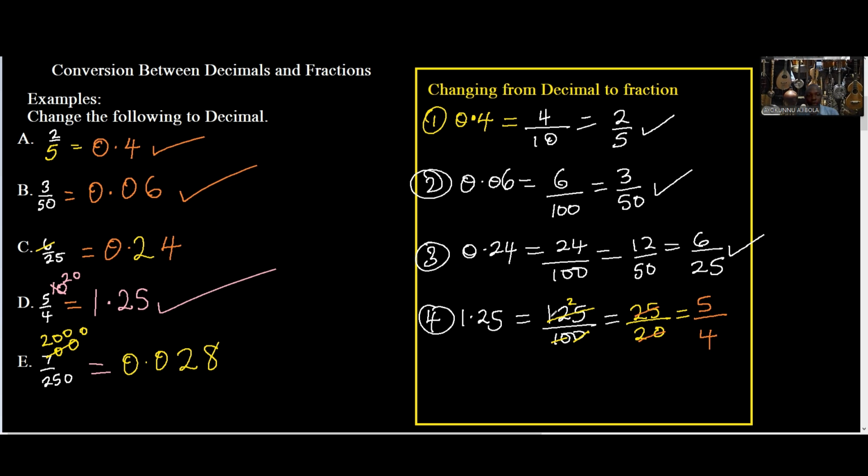So how many 5 in 12? That's 2, remainder 2, making 25. How many 5 in 25? That's 5, okay? Then how many 5 in 100? That's 20. Is that clear?